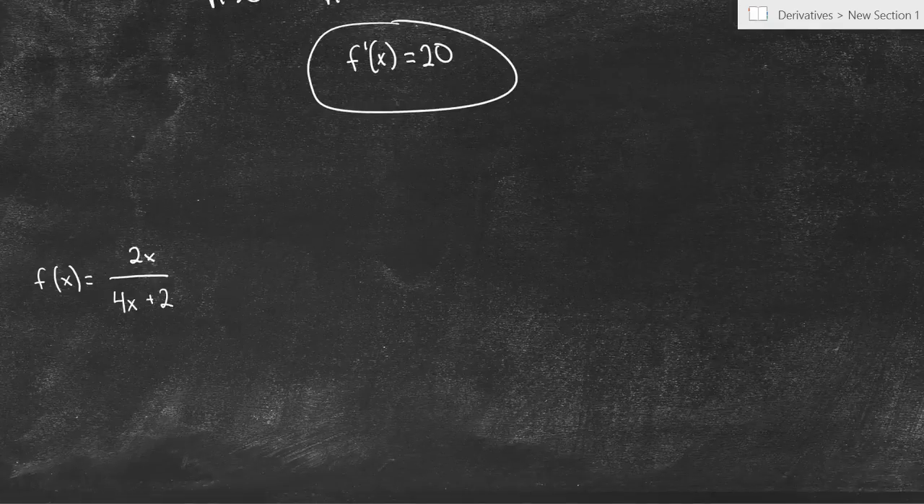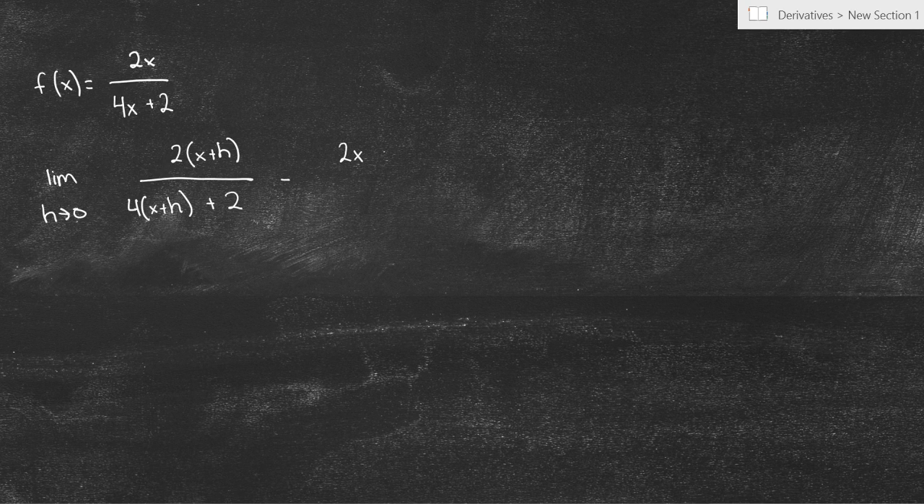And this example was simple, but sometimes we get examples like this that are not so simple. But again, the same process remains. So let's start by writing limit as h approaches 0. And again, we're just going to write out everything. So it's going to be 2 times x plus h divided by 4 times x plus h plus 2. Then minus the whole original function, which is 2x over 4x plus 2. And then we have all divided by h.